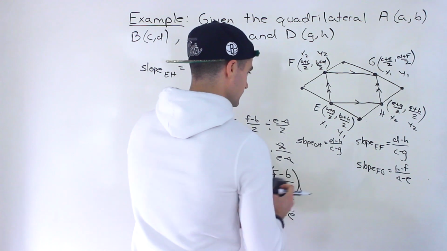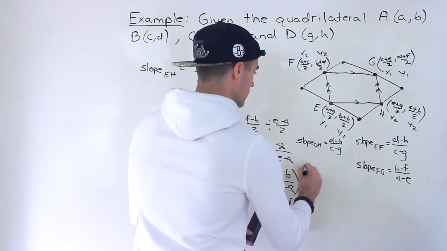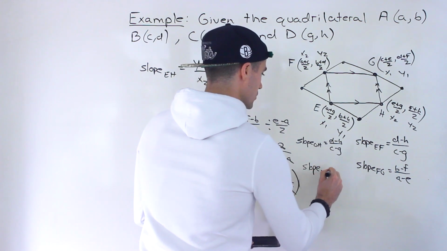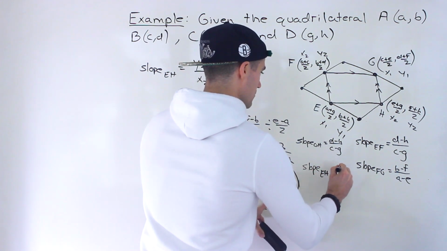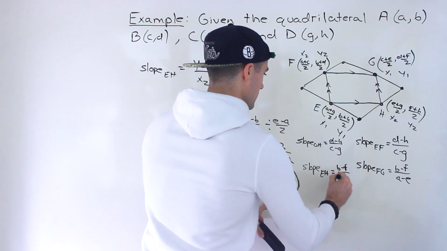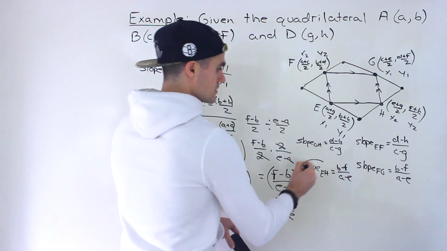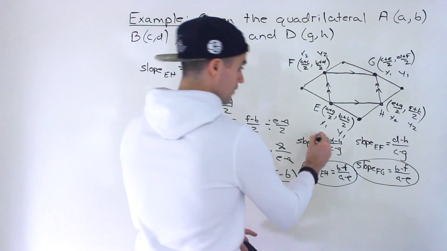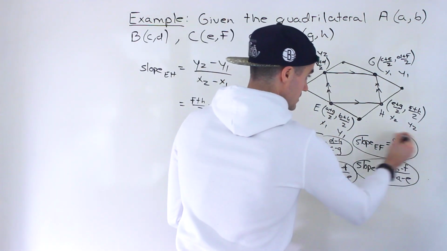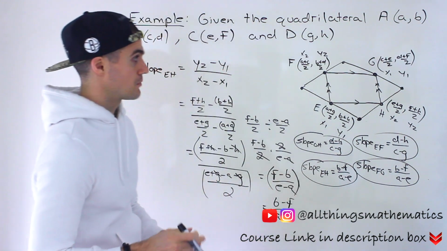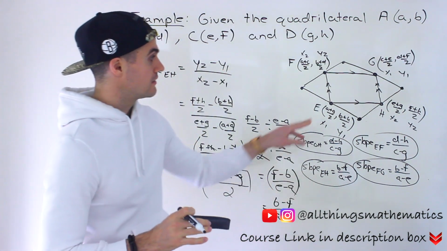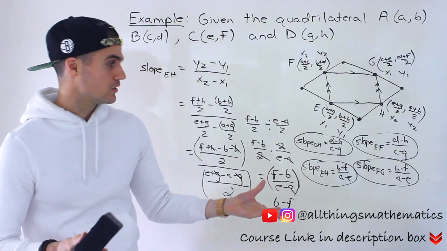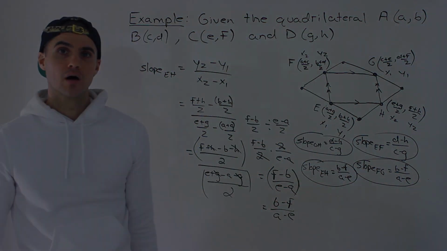Okay, so the slope of EH equals b minus f over a minus e. So notice this and this, same slope, means they're parallel. This and this, same slope, which means they're parallel. So we verified that taking the midpoints and joining them for any quadrilateral does indeed form a parallelogram.